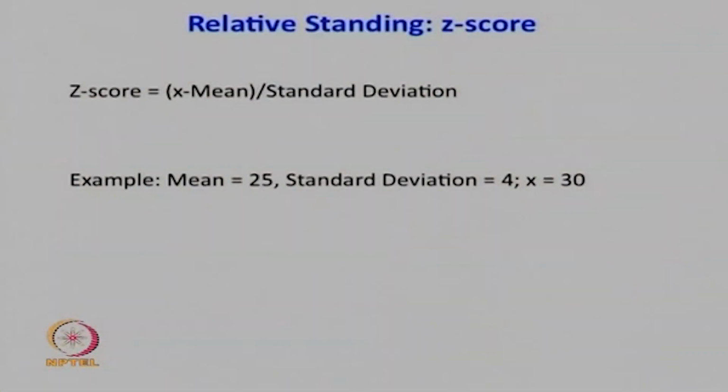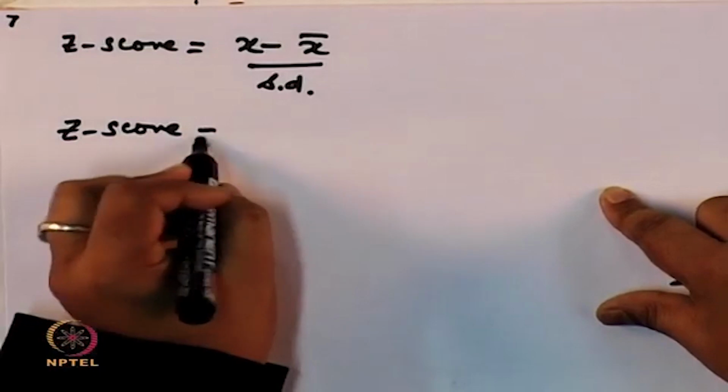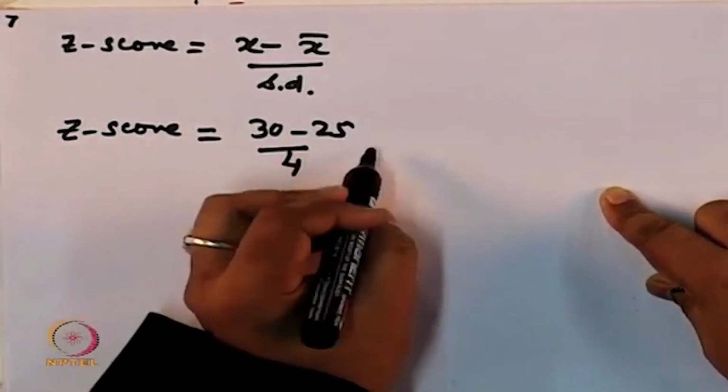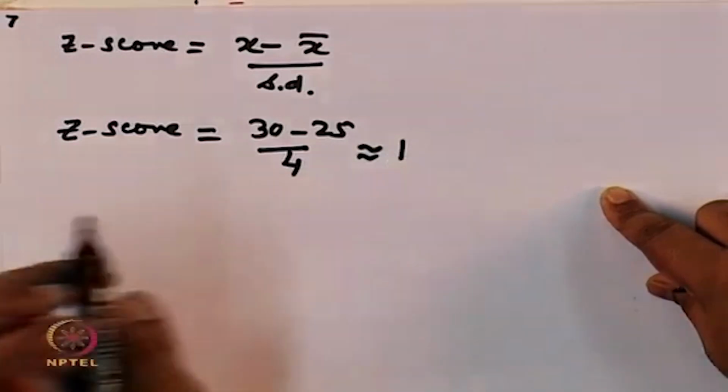So, if we take this example, if my mean is 25 and my standard deviation is 4, then if x is equal to 30, I get a z score of (30 minus 25) by 4, which is roughly 1.